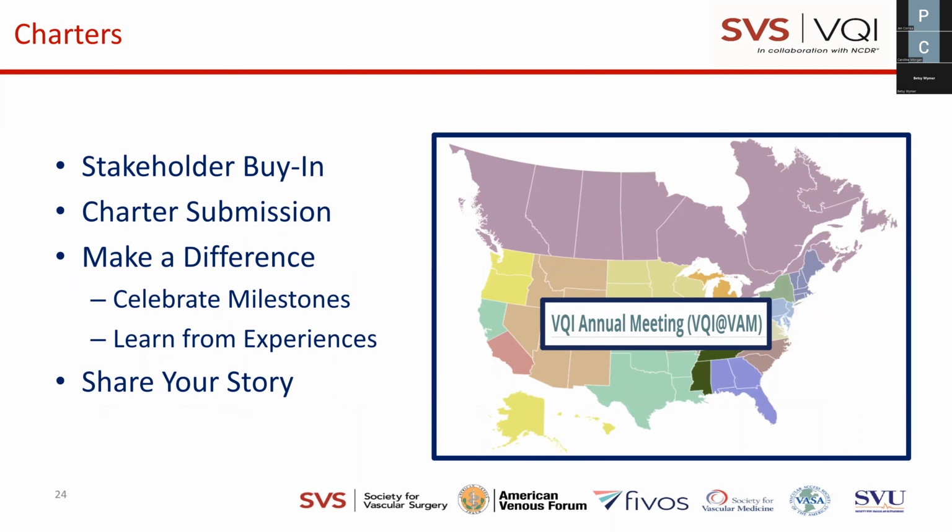So lastly, you really want to make sure that you have stakeholder buy-in. You're going to submit your charter to me, and I'll review it, and we'll discuss it via email or on the phone. And you are making a difference, just remember that. And make sure you celebrate your milestones and learn from your experiences. And then share your story by presenting at regional meetings and at the annual VQI at BAM meeting.